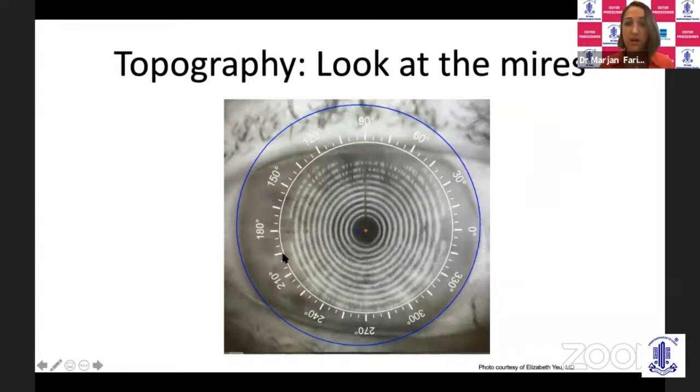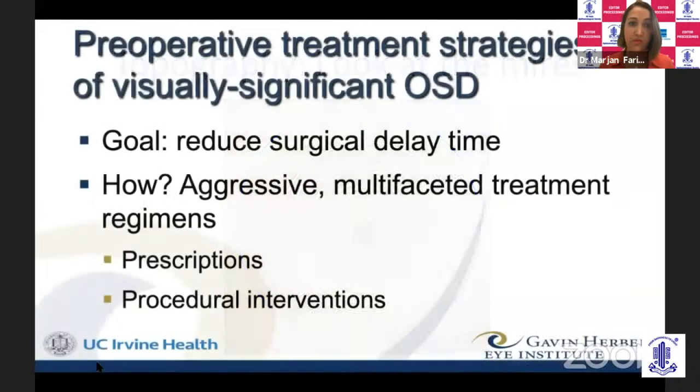If there are irregularities, wavy lines, or areas where they're missing, this is another red flag that the tear film is not good and really needs to be further assessed. So what is our treatment?